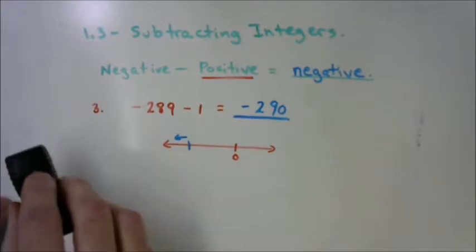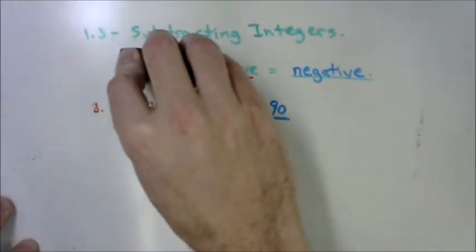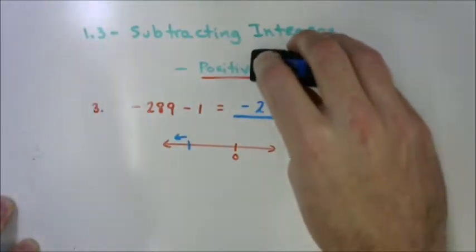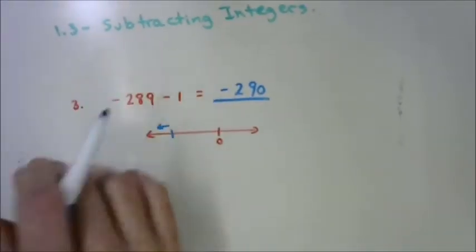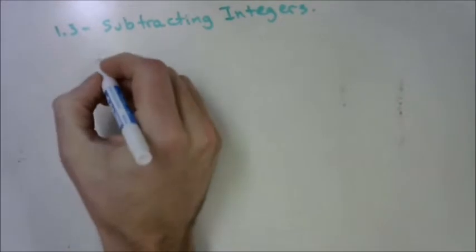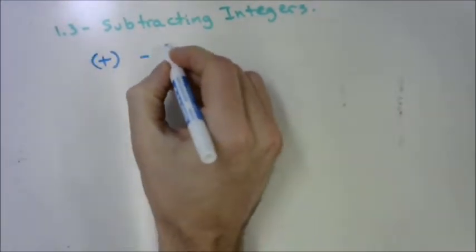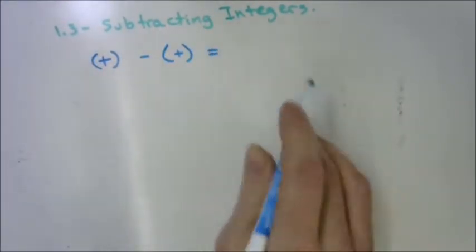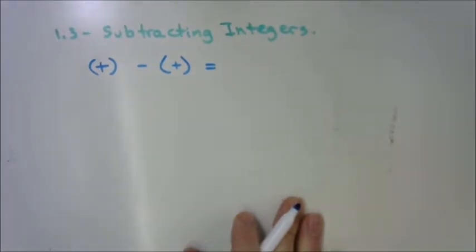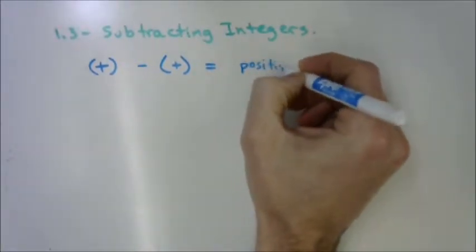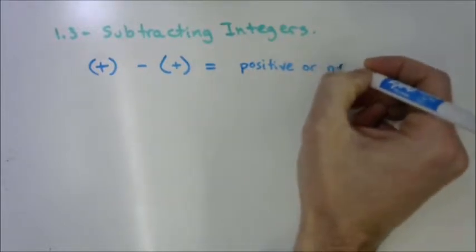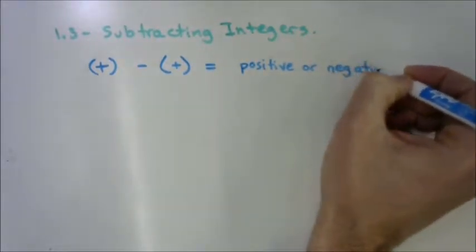Okay, in our next section, we're not going to be doing a negative minus a positive. We're going to be doing positive minus positive. So we've got a positive minus a positive. This is like normal subtraction. And what's that going to be? Positive or negative? It could be positive or negative. Now, how do I know which it's going to be?